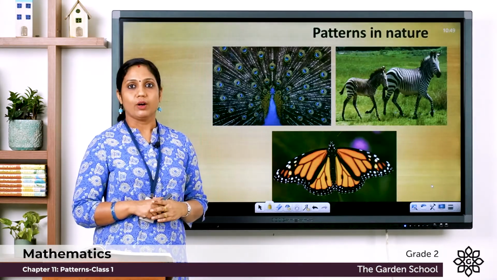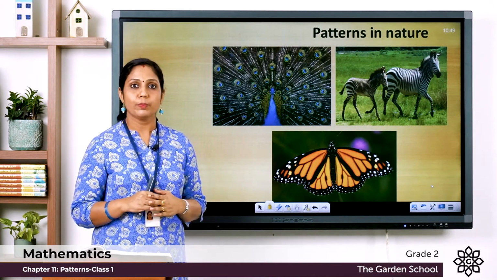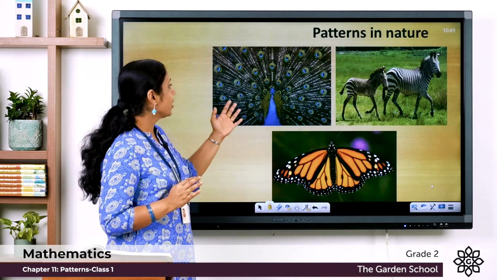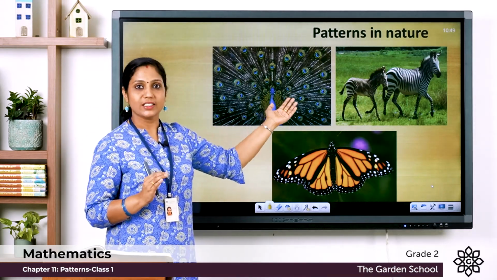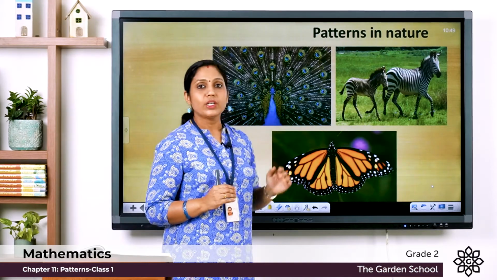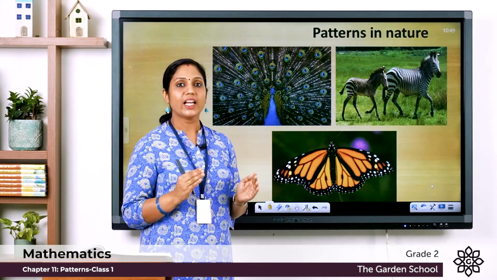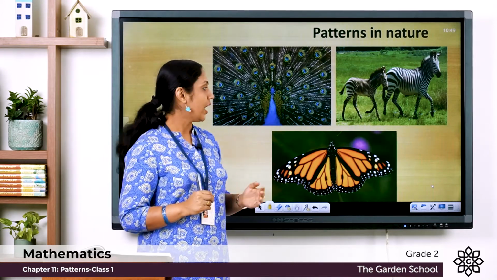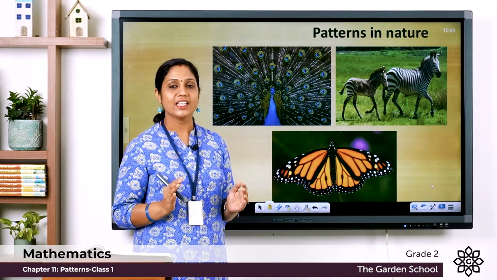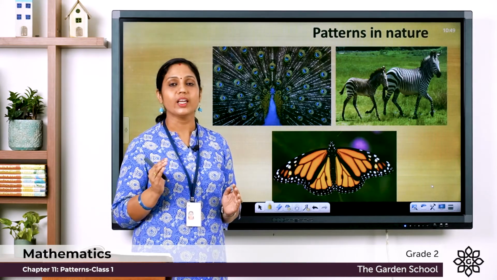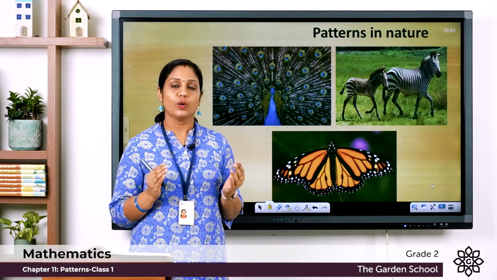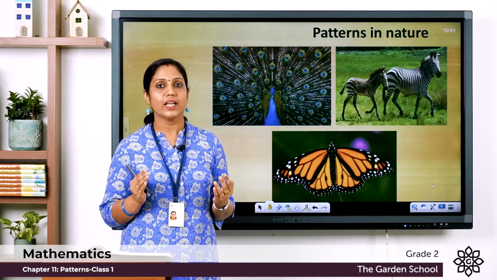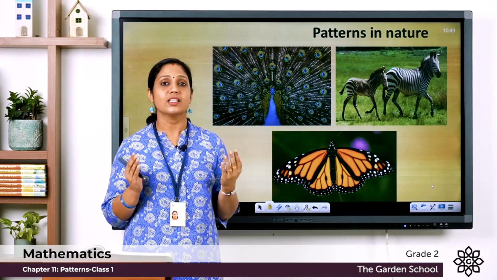Let's have a look at a peacock. Have you seen the beautiful feathers of a peacock? They are in a definite pattern. Here you can see the patterns of the peacock feathers. What about a zebra? You can see the black and white stripes on a zebra, and it is also going in a pattern. And a butterfly, the lines and dots on a butterfly are going in a definite pattern. So not only in numbers and shapes, we can also see patterns in our surroundings, that is, in our nature.